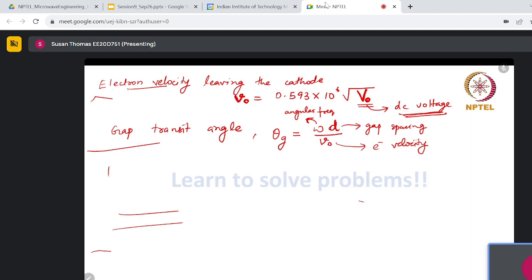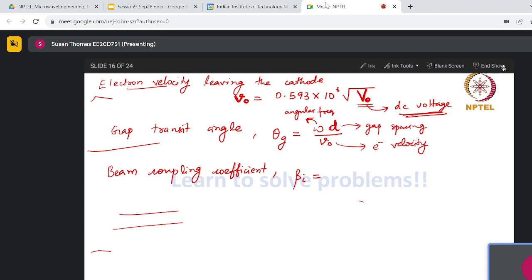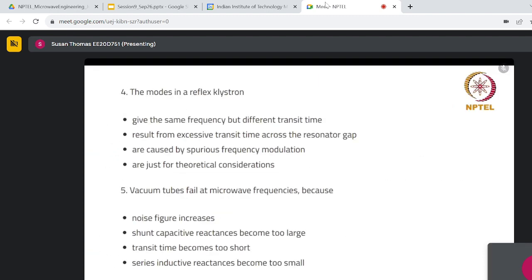Now the next point is beam coupling coefficient. Madam, are L and D the gap and spacing between two cavities? L is the length between the two cavities. D is the spacing within a single cavity. I will show you a diagram once.